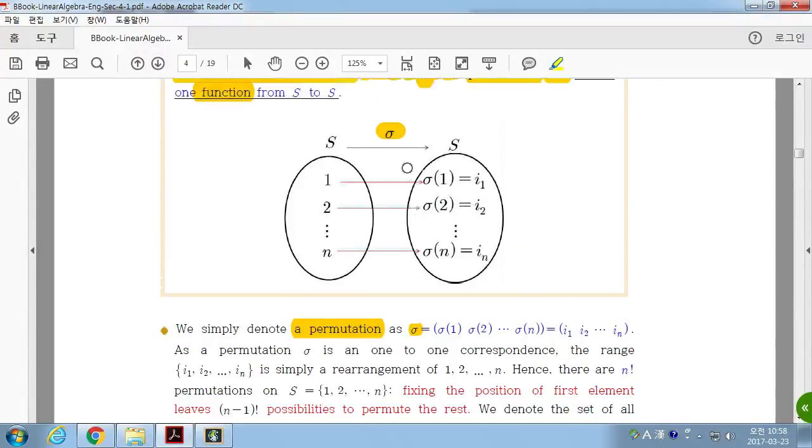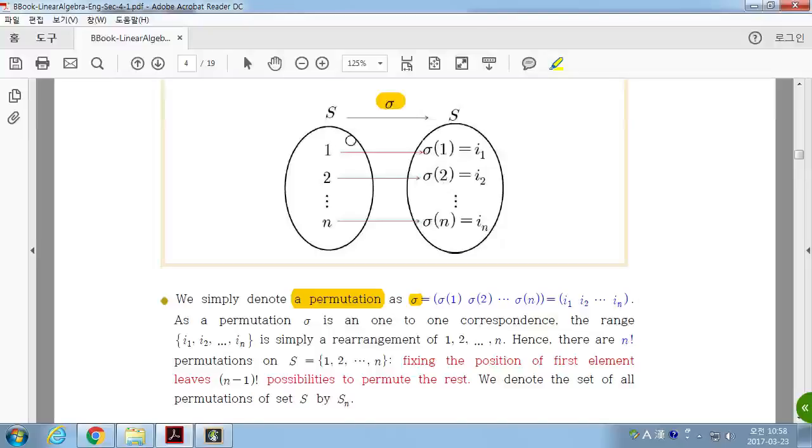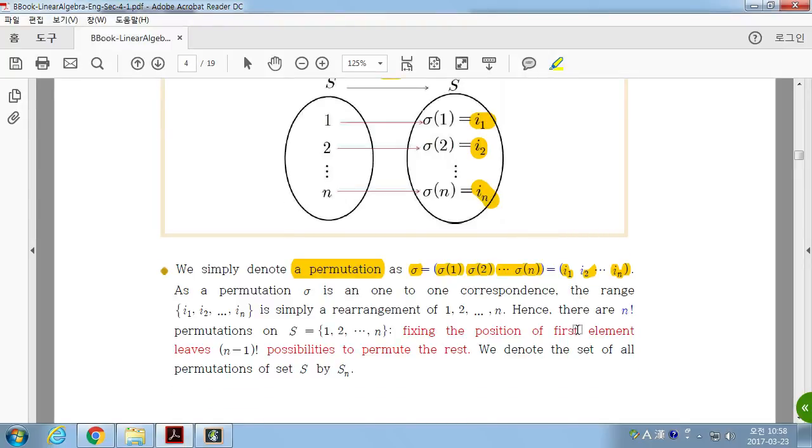Suppose we have this permutation function. Since 1 to n are fixed, we can write this function as: 1 goes to sigma 1, 2 goes to sigma 2, and n goes to sigma n. Or, since this is a rearrangement of the numbers from 1 to n, we can just write the numbers in order, i1, i2, and in. 1 goes to i1, 2 goes to i2, n goes to in. This is a representation of the function.